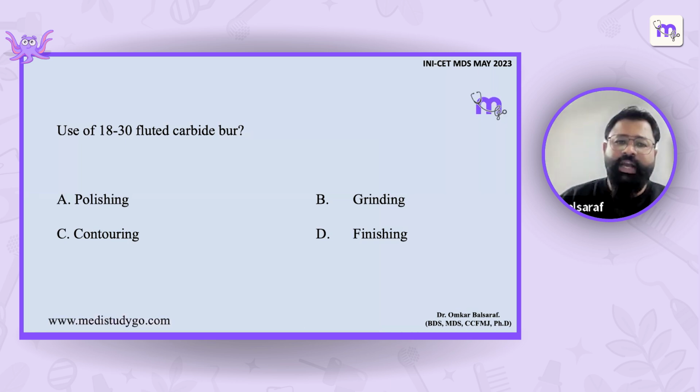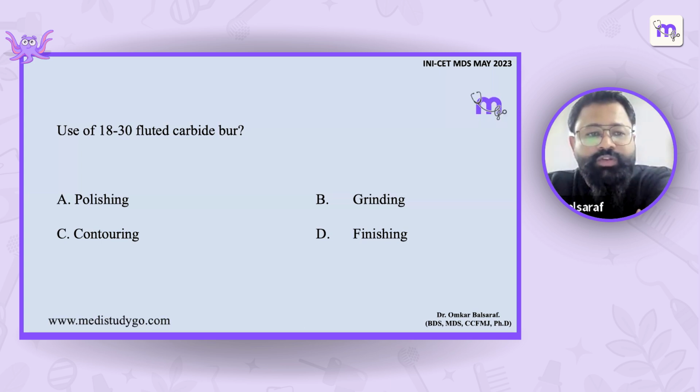Use of 18 to 30 fluted carbide burr: whether it is used for polishing, grinding, contouring, or finishing. I'm so sorry, I have to take these water breaks because there is very high temperature in Pune right now. We're facing almost a heat wave here. So the use of 18 to 30 fluted carbide burr: it is used for either finishing, polishing, contouring, or grinding. A being polishing, B being grinding, C being contouring, and D being finishing. We'll come back to the answer.